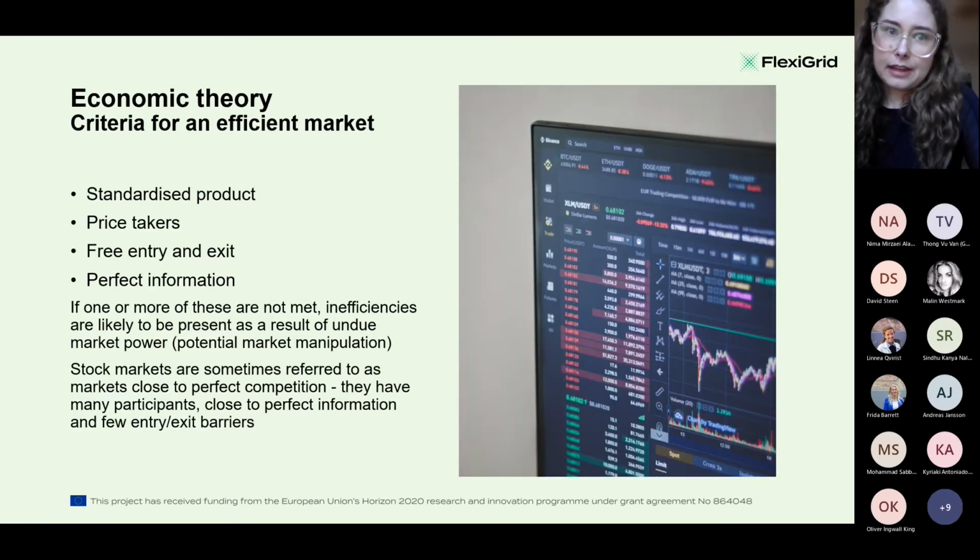And let's look then at the economic theory and what it tells us that we need for a market to function efficiently. So first, we will need some standardized products. And this means that the products offered in the market are homogeneous in the sense that consumers will view them as interchangeable. And next, sellers should be price takers, which they are when each individual seller lacks market power, and therefore they must treat the market price as a given.